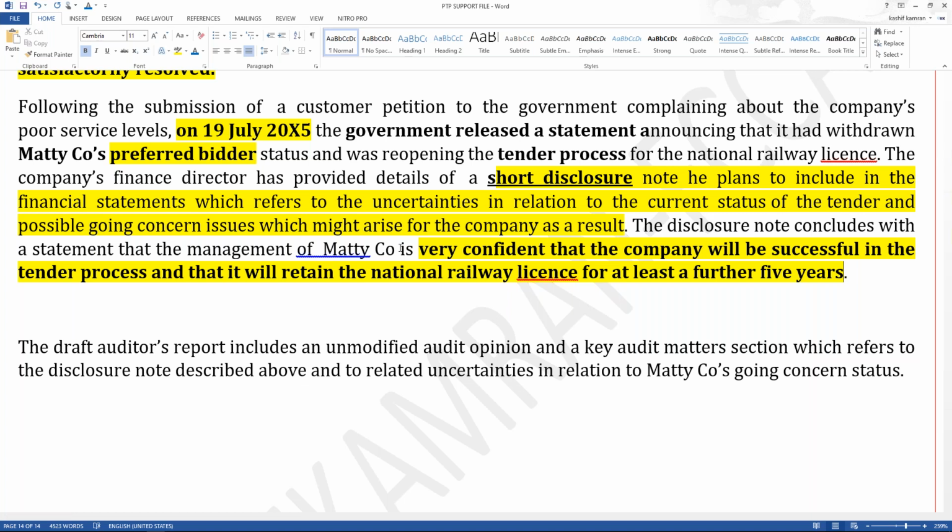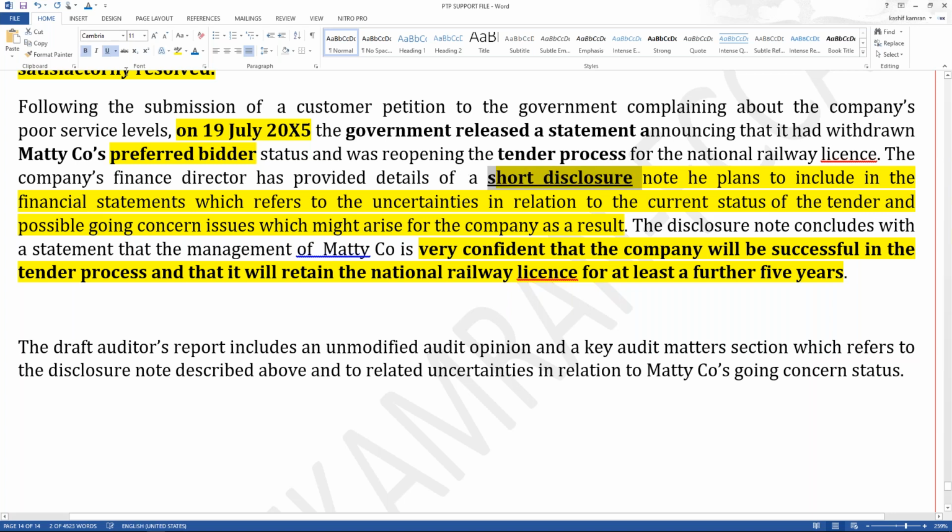So it is a material uncertainty, right? On one side, they've lost the preferred bidder status. And on the second side, the company is still confident they will win the license. They might. We're not saying they're totally wrong. They might. But there is a material uncertainty, right, which should be disclosed in the notes to the financial statement. But the problem over here is they're giving a short disclosure.